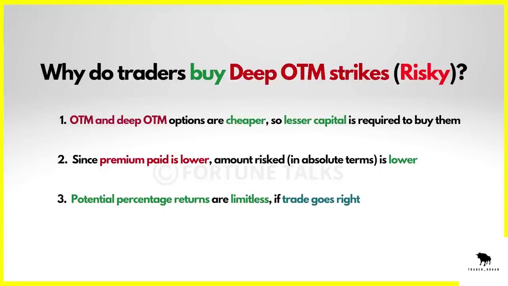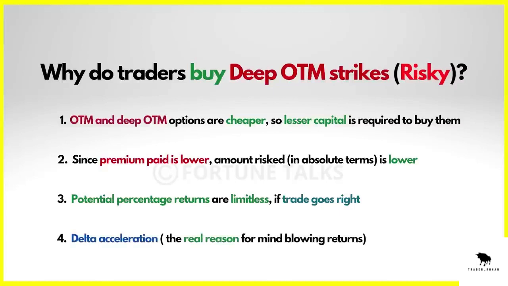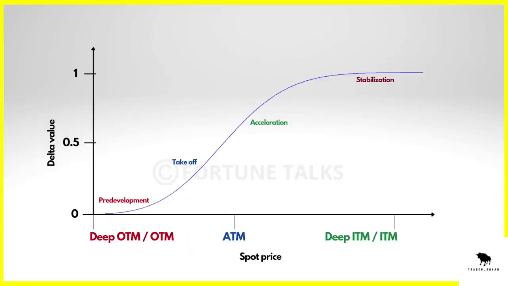But the most important reason, and maybe one of the reasons that most traders don't realize or maybe they don't care about, is due to delta acceleration. Let me explain this with the help of another graph. This right here is the delta acceleration graph, whose y-axis is the delta value from 0 to 1 for a call option, or maybe 0 to minus 1 for a put option. The x-axis represents moneyness of options for a change in spot price of the underlying.